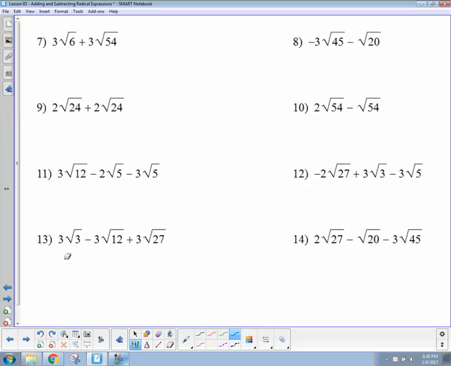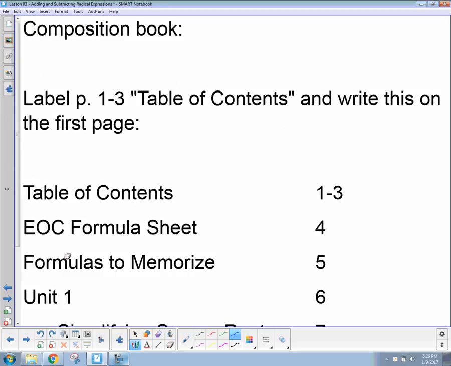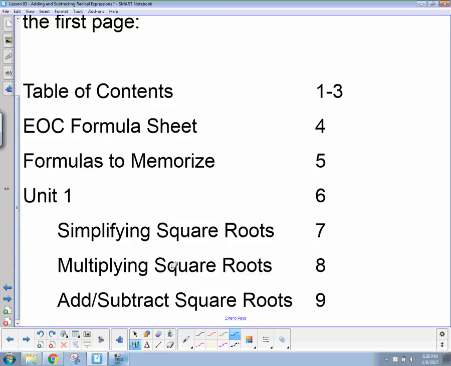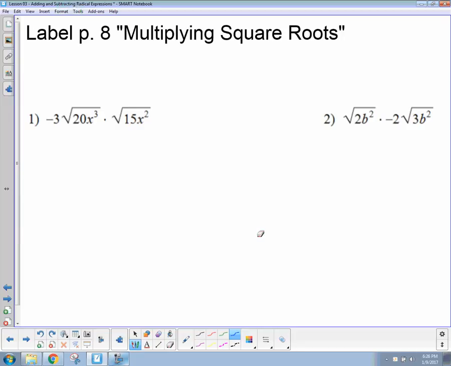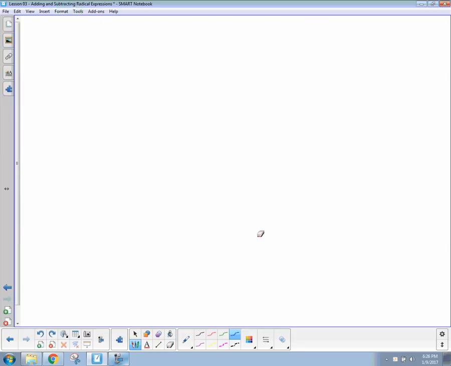Oh, what's this? Hey, look, it's the composition notebook. Boom. In case you missed out. Talked about this in class. And there they are. I already did these back over here.